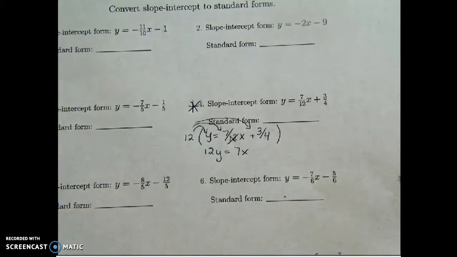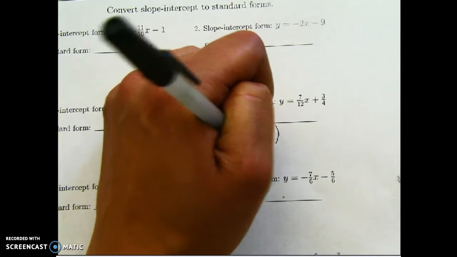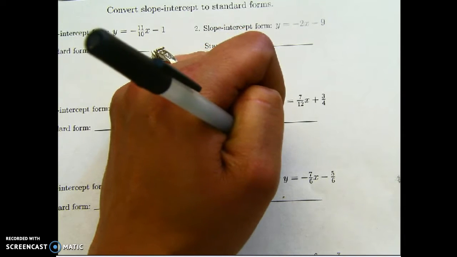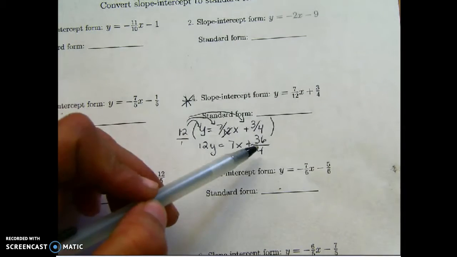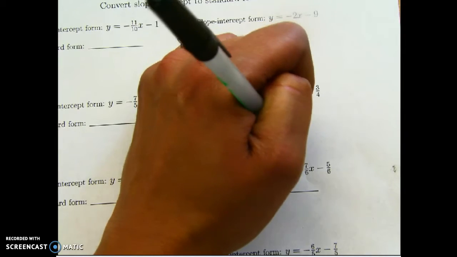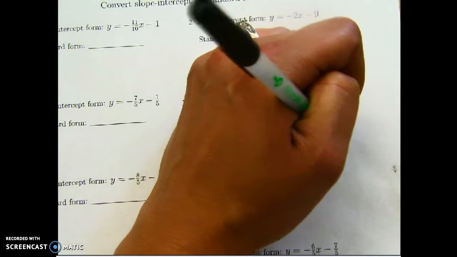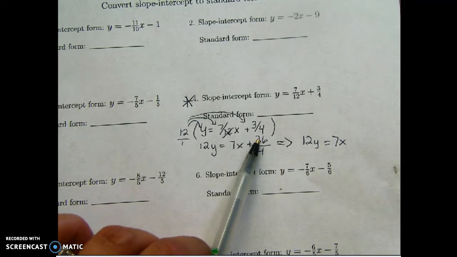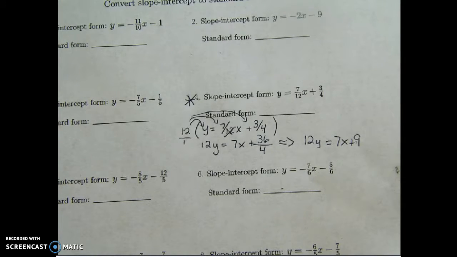This does not happen here because this is a denominator of 4, so it won't cross reduce that way. So I will multiply this by the numerator, and I will get 12 times 3 is 36, and then over 4. Now I'm going to reduce this way. I'm going to write what I'm not reducing, which is 12y equals 7x. But 4 can go into 36 9 times, so it's plus 9. So when I multiplied, I got rid of the fraction on both.